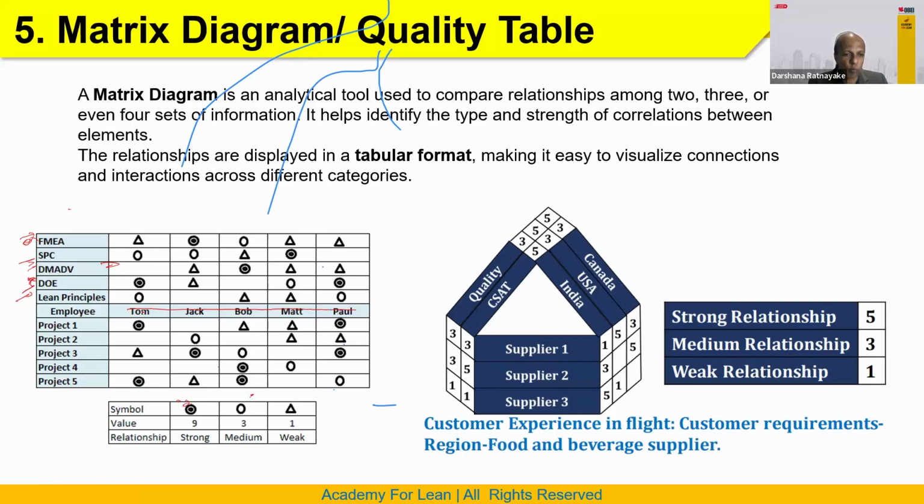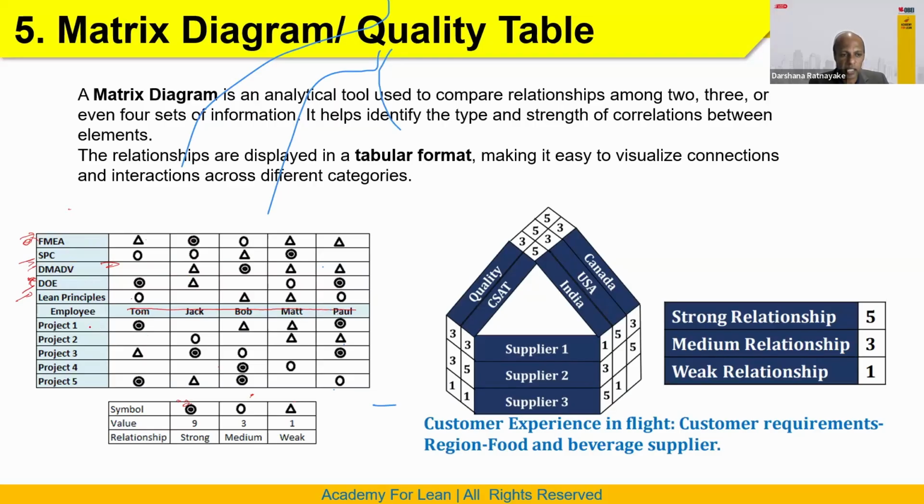Now here, let's say Tom. If you take Tom, his knowledge of FMEA is moderate. Tom's SPC knowledge is, sorry, weak. This is weak, this is moderate. And Tom's design of experiment knowledge, DOE, is very high, very good. And lean principle, he is moderate. Then we can evaluate Tom based on his knowledge. Then Jack also we will evaluate based on these subject areas where he is expert.